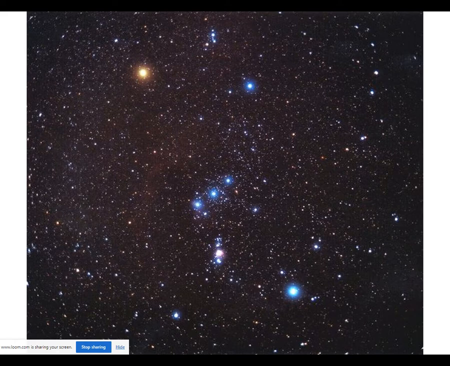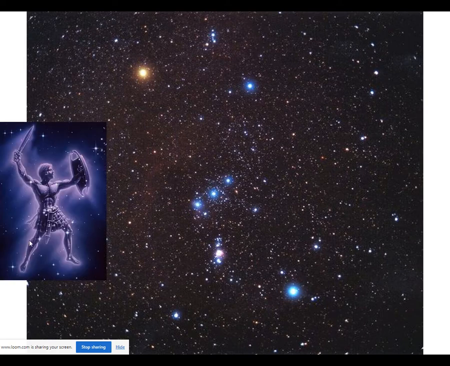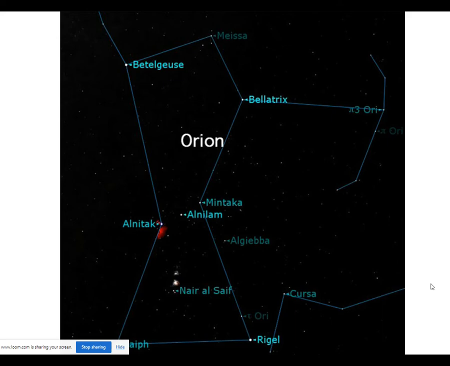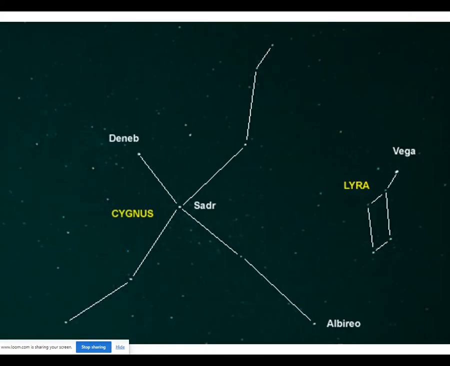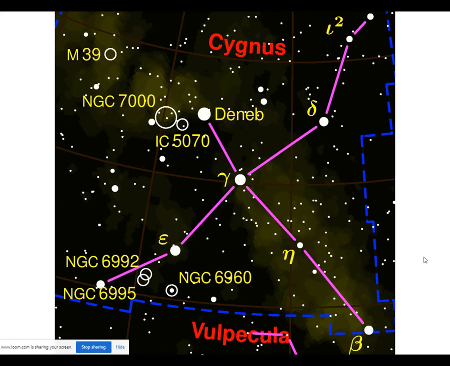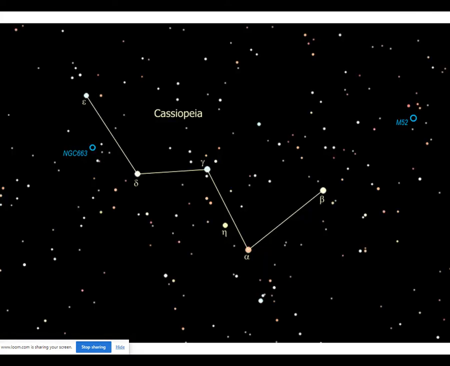Orion, being able to recognize Orion. There's Orion's belt, shoulders, and his knees. And this is the bow. There it is. There's Orion. Cygnus the Swan. Again, being able to recognize it. It has a very bright star, Deneb.